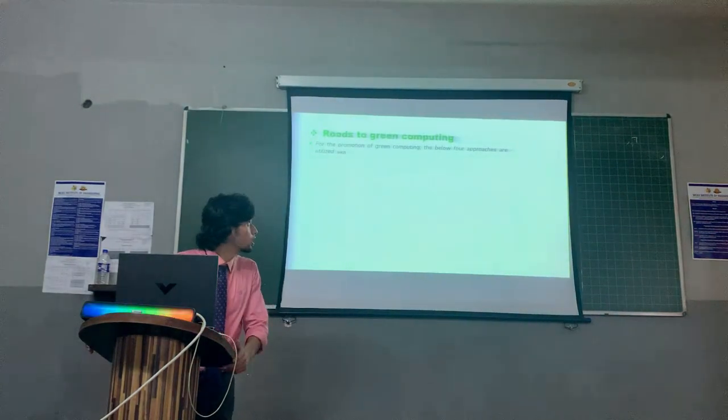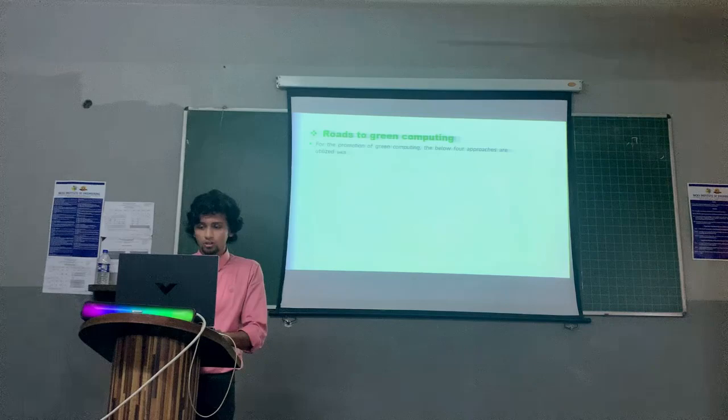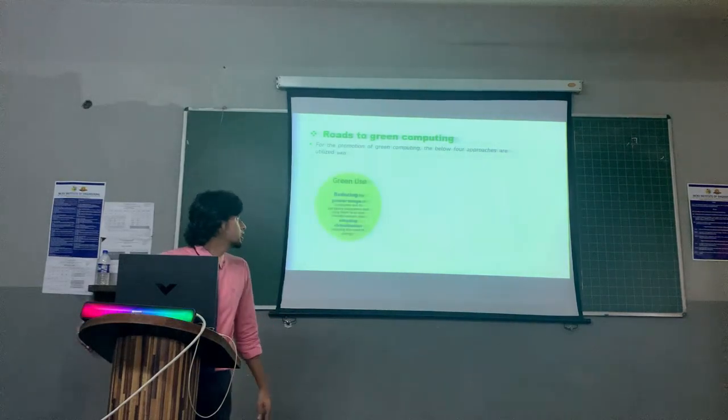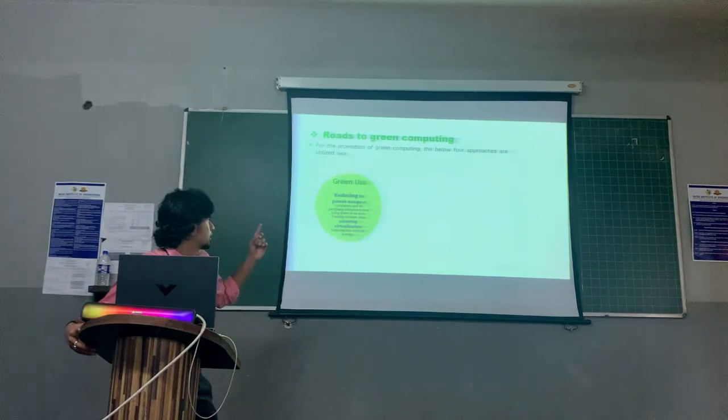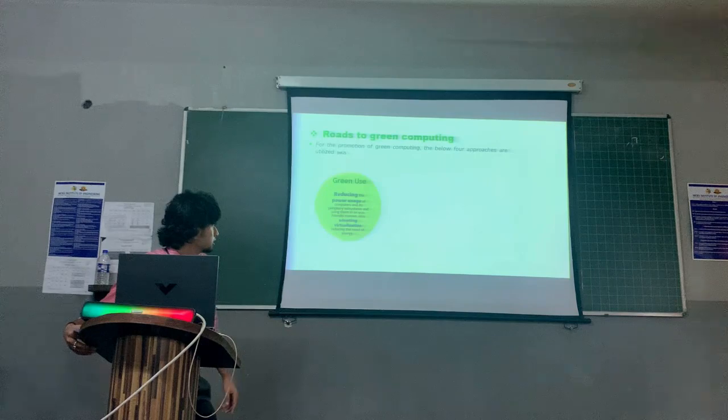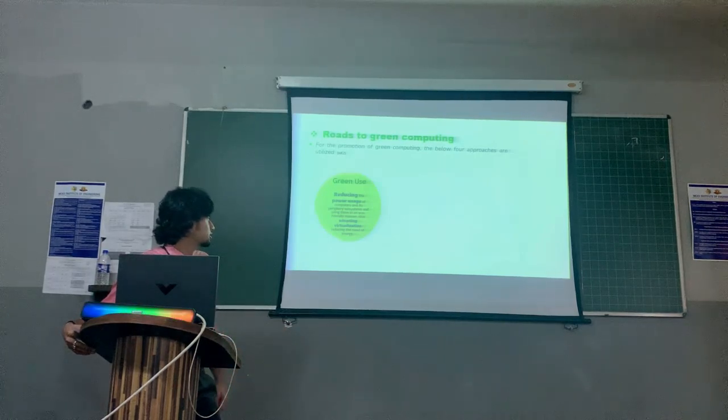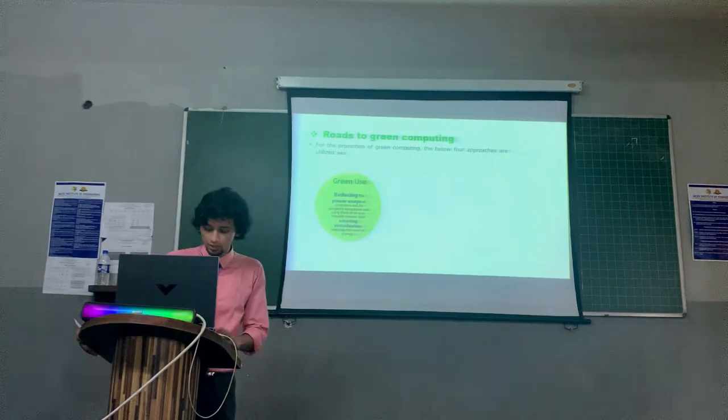So these are some roads to green computing, four approaches. First point, green use: reducing the power usage of computers and their peripheral systems and using them in an eco-friendly manner. Also adopting virtualization, reducing the need for energy.